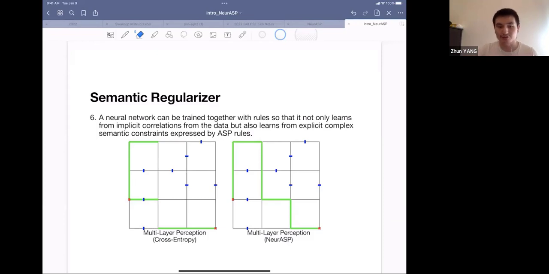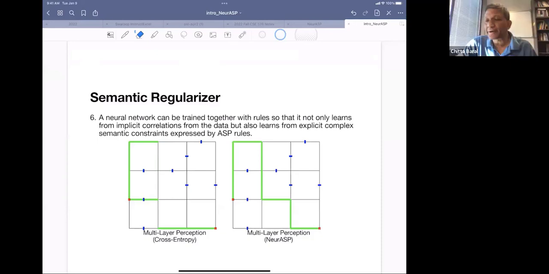And we can see that if the model is trained purely using the cross entropy loss, the final prediction may not even form a valid path. But if we use the constraints, so use the gradients computed with the constraints, then the output will always form a valid path. It's possibly not the shortest one, but at least it is a valid path. That's the thing we want to demonstrate in this example.